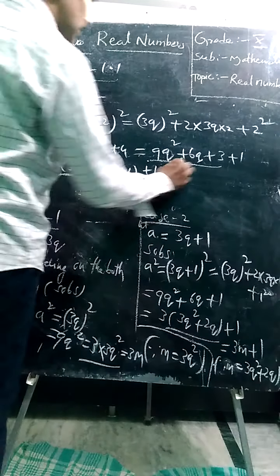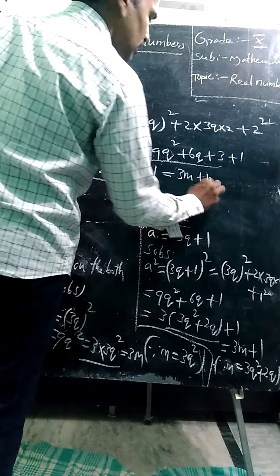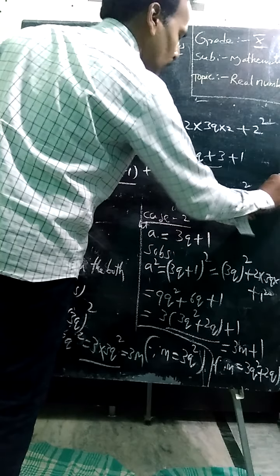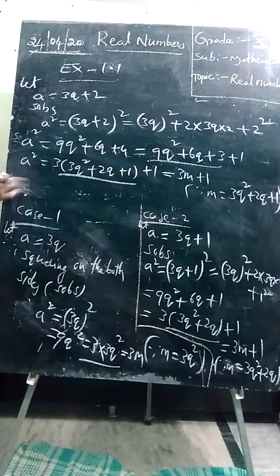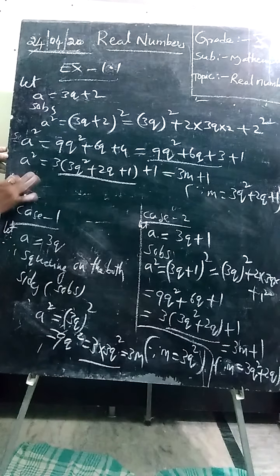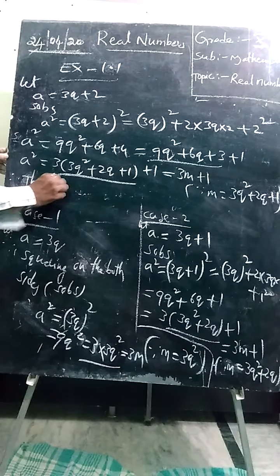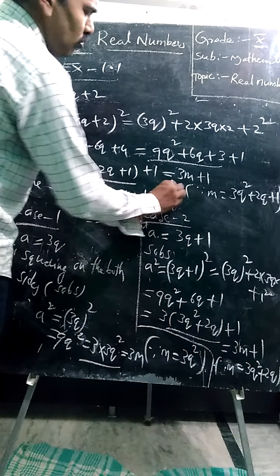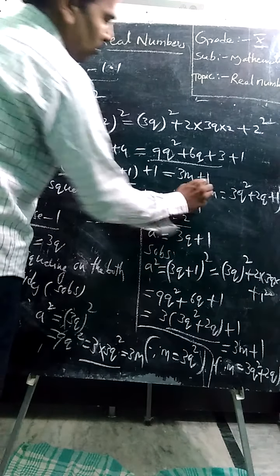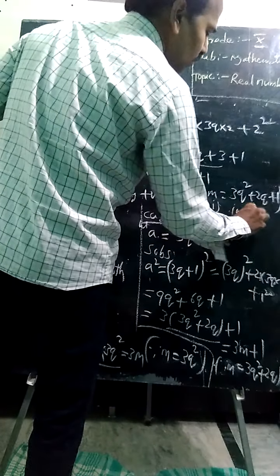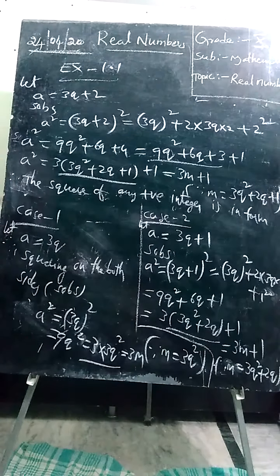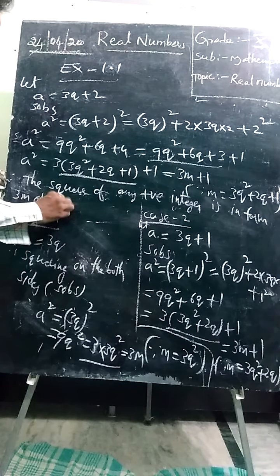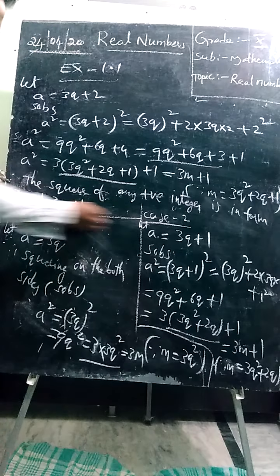Let us take this one as m. 3m plus 1, since m is equal to 3q square plus 2q plus 1. Therefore, we can conclude that the square of any positive integer is in the form 3m or 3m plus 1. So hence proved, or not?